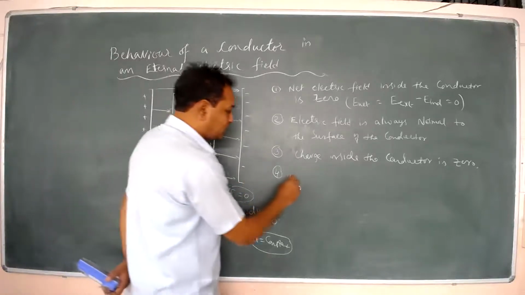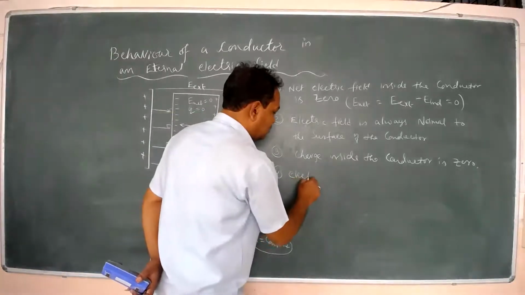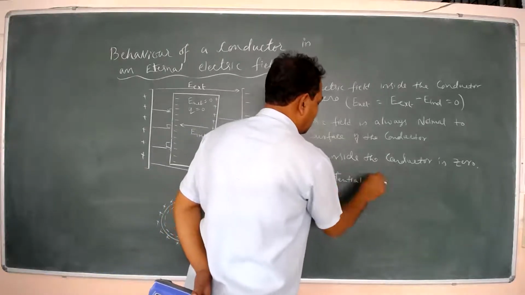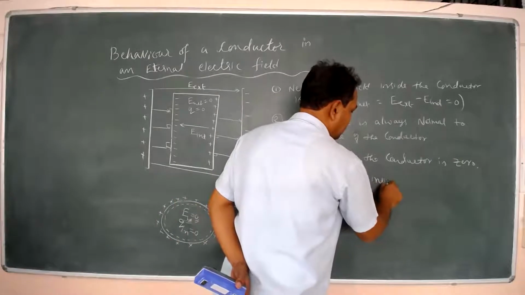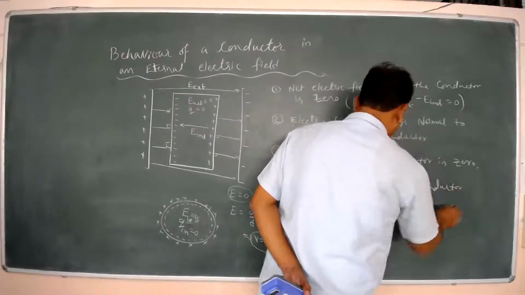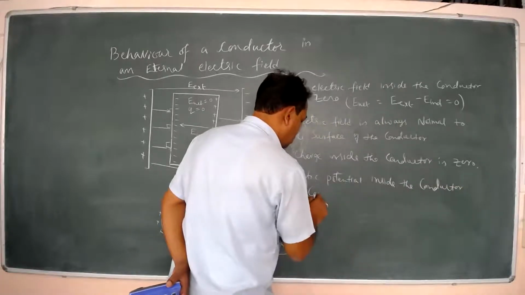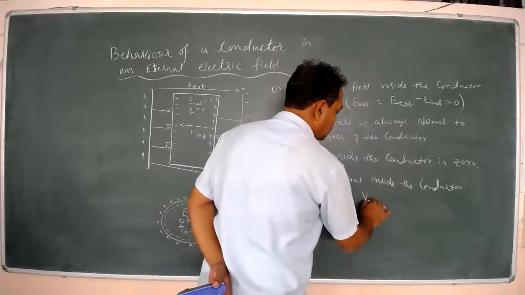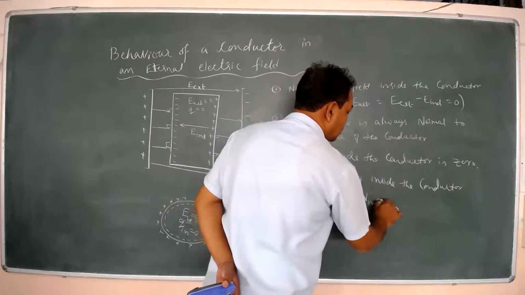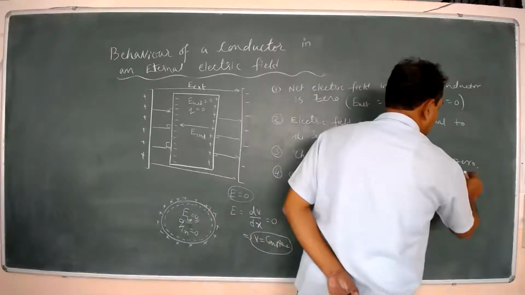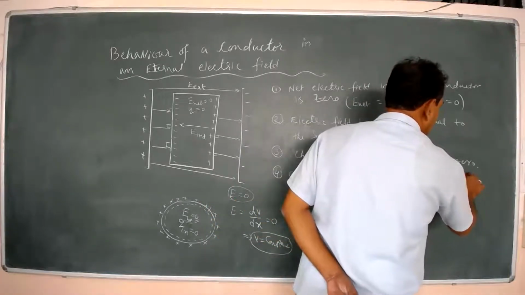So I can say that the electric potential inside the conductor is constant. That is, V inside is constant. Here the charge inside is 0.